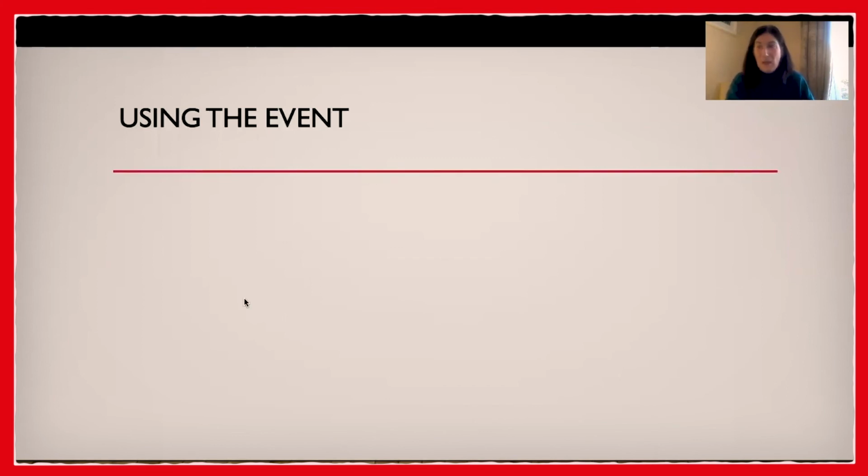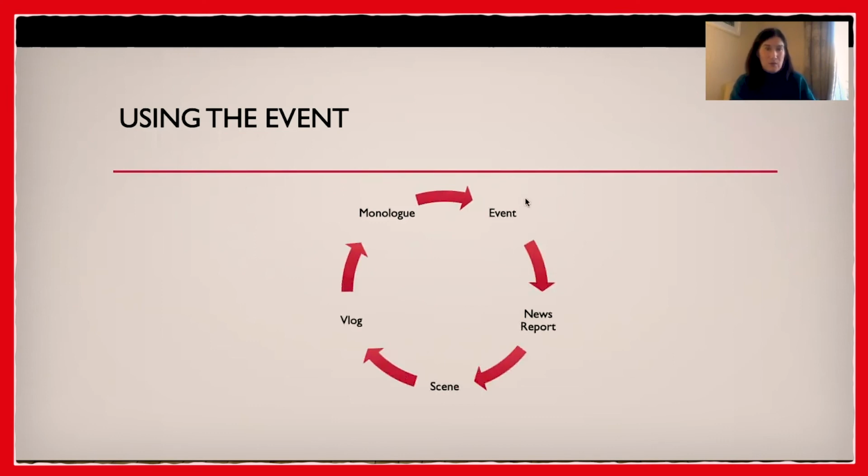So how are we going to use the event that you've now created, the thing that you thought was really boring, actually the most exciting story you've ever heard of, chocolate porridge disappearance? What we're going to do now is have a look at it in these terms. So we've got the event here. We know that this one is called chocolate porridge. And I'm going to set you the task, first of all, of creating this into a news report. So you can do this in your own time.